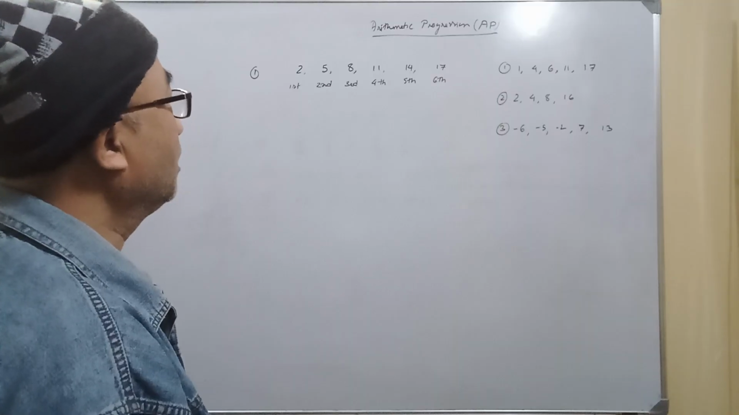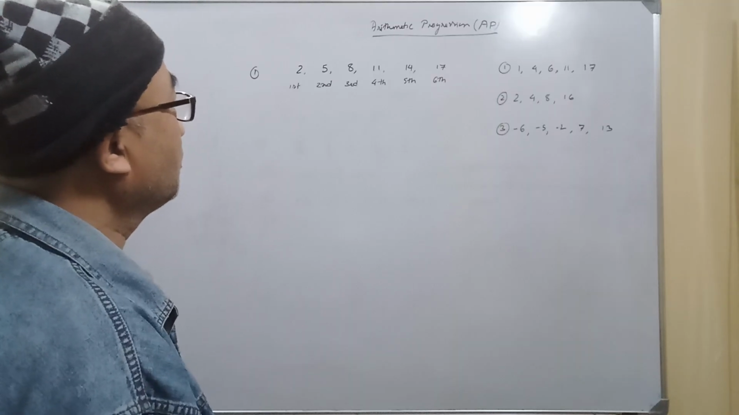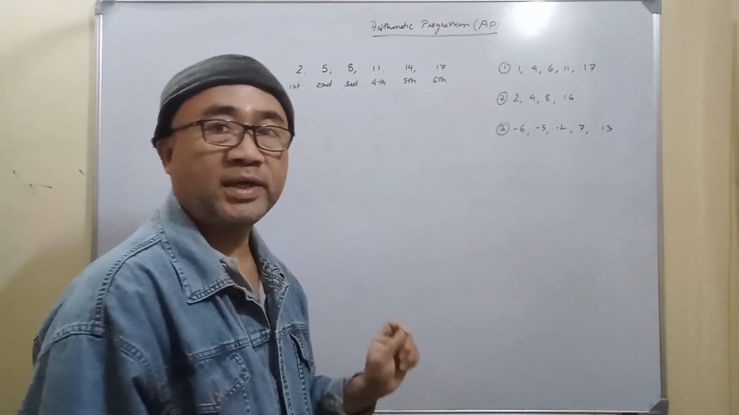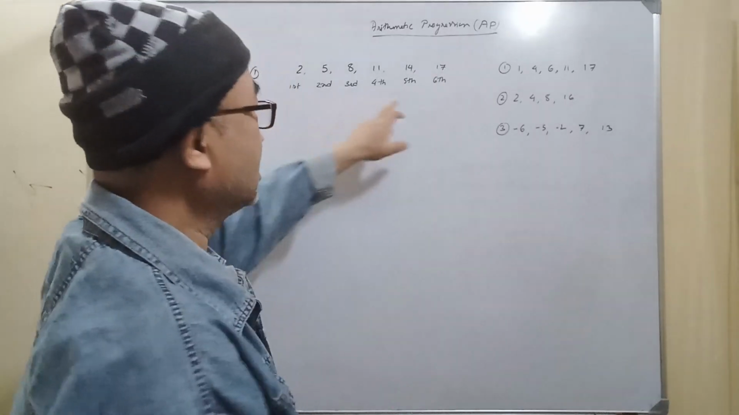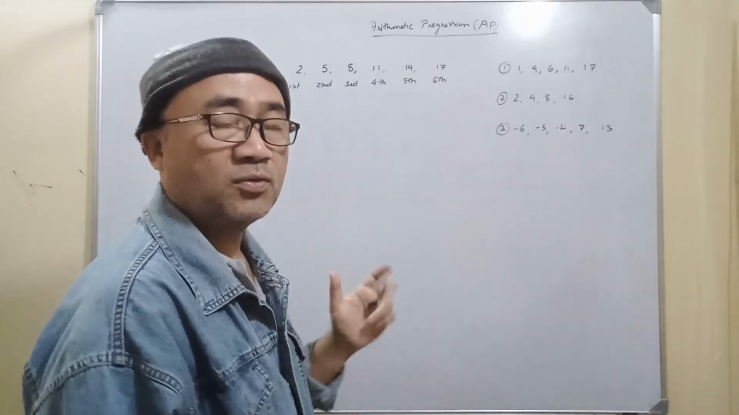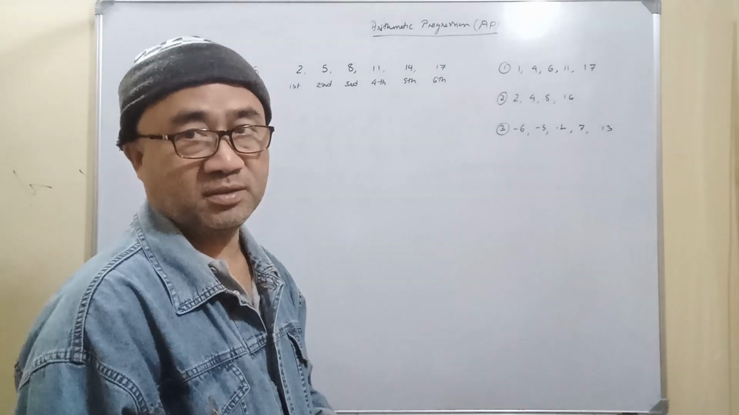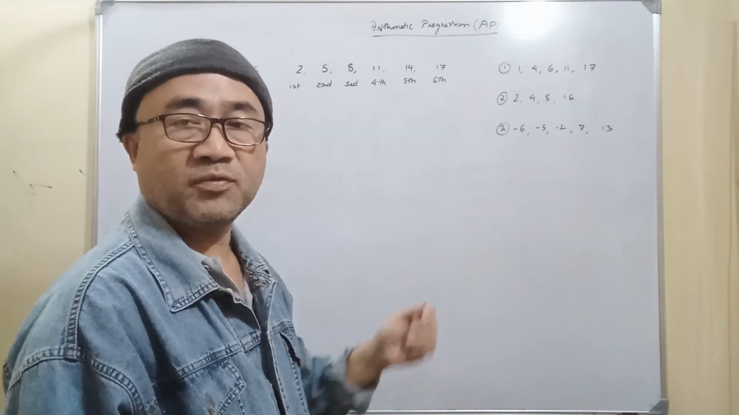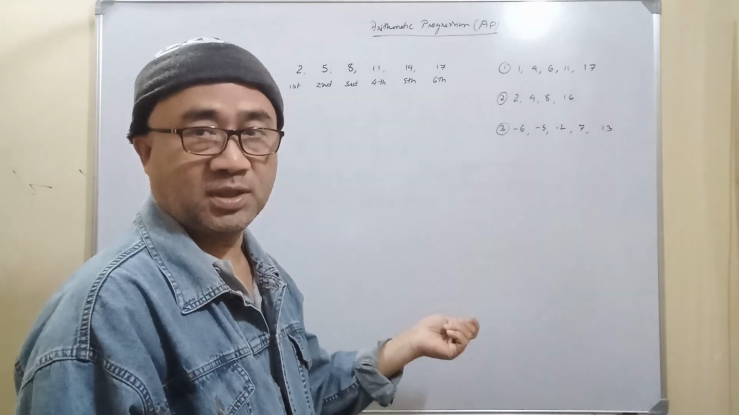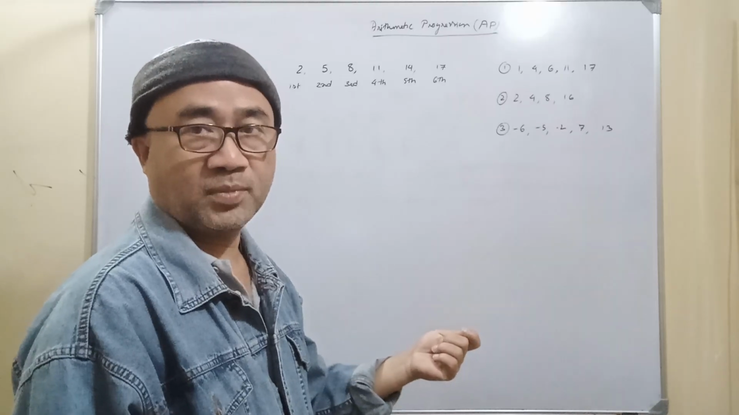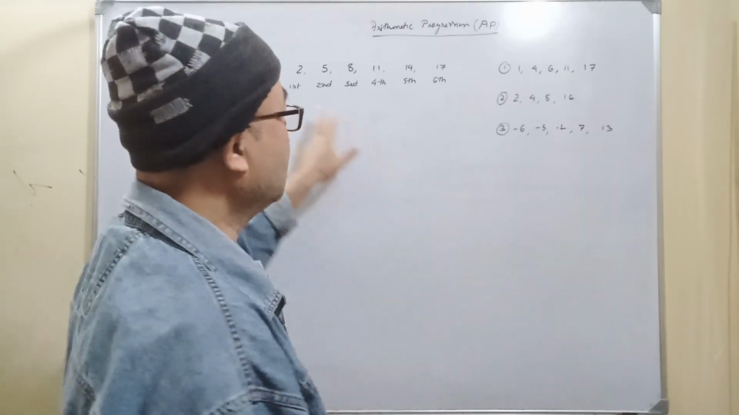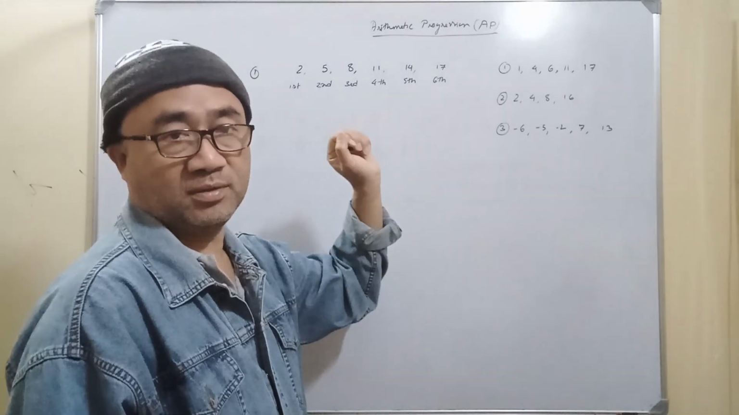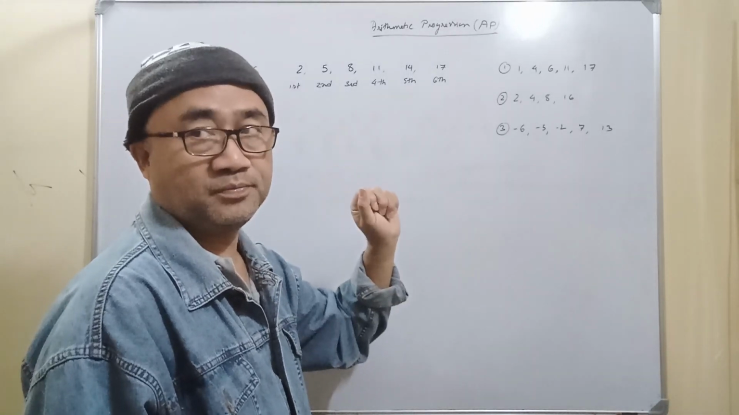Now, suppose this arithmetic progression has 20 terms, not 6 terms like this, but there are 20 terms in this arithmetic progression. And you have to find the last term, the 20th term. What will be the 20th term of this arithmetic progression? That is what you are required to find out. So what will you do?